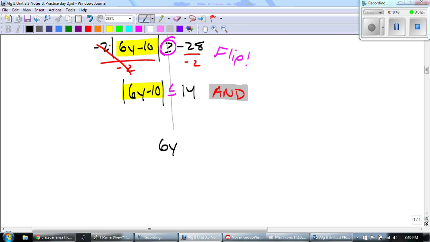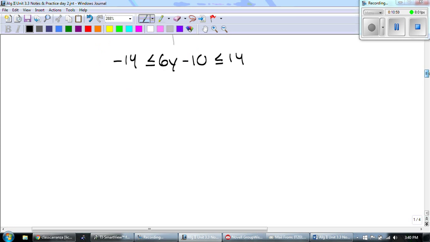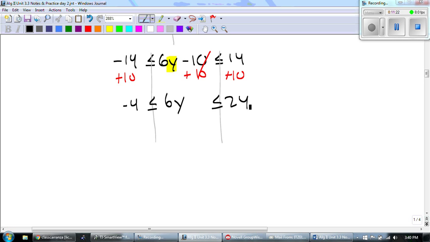Our 6y minus 10 goes in the middle, less than or equal to 14, and then we use the same symbol and we make it a negative 14. Okay? And now, once again, we solve. My goal is to get the variable, the y, by itself. So I have to add 10 to all three sides. Negative 14 plus 10 is negative 4, which is less than or equal to 6y, less than or equal to 24.